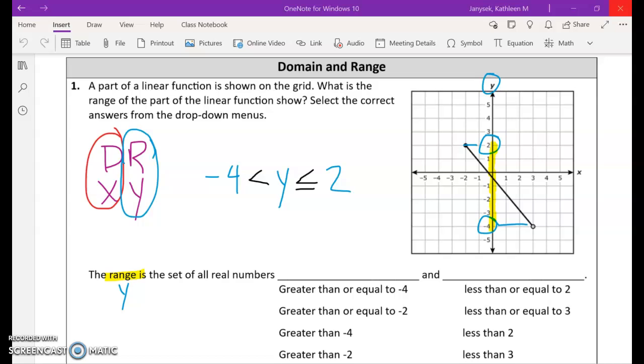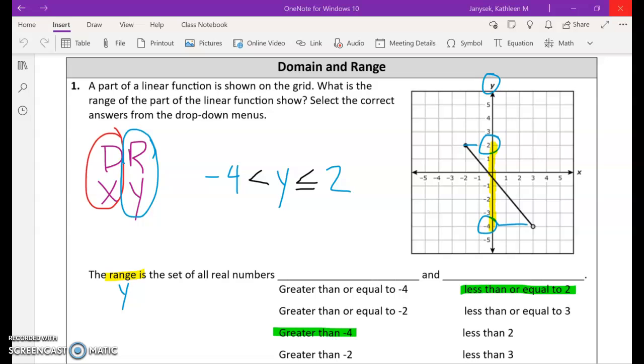So let's read what that is. Looking at our answer choices, all our y's are greater than -4. Sorry, not greater than or equal to, it's an open dot. Greater than -4. And then our y's, our maximum was 2, remember? So all of our y values are all less than or equal to 2. So those were the correct answers.